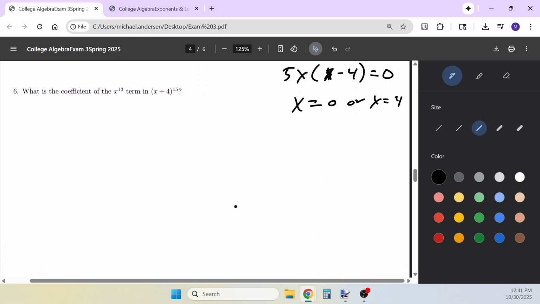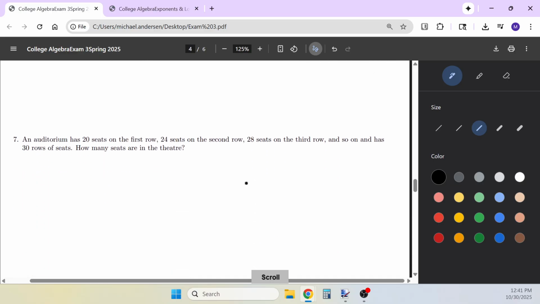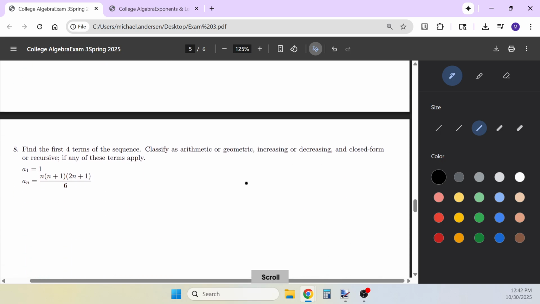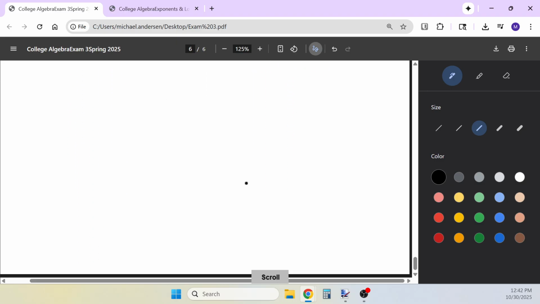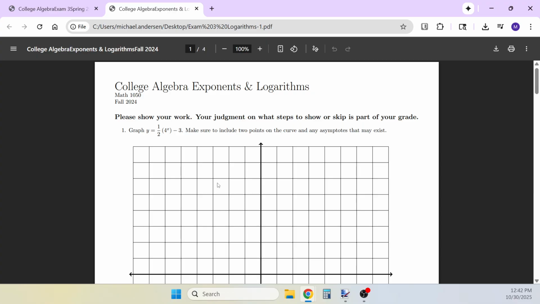What is the coefficient? This is a binomial expansion problem. This is not going to be... This is also... this is a sequence now, and that gets us to that practice. Go to the other one.